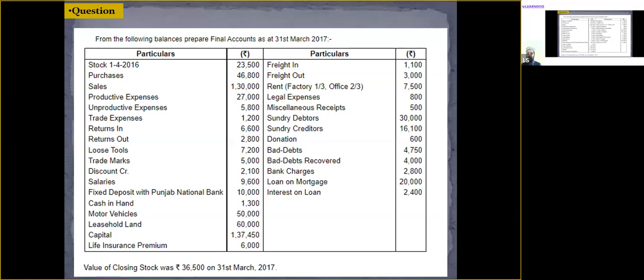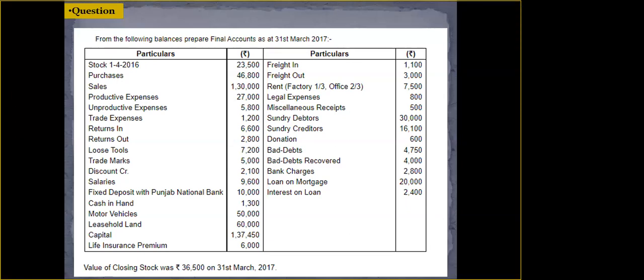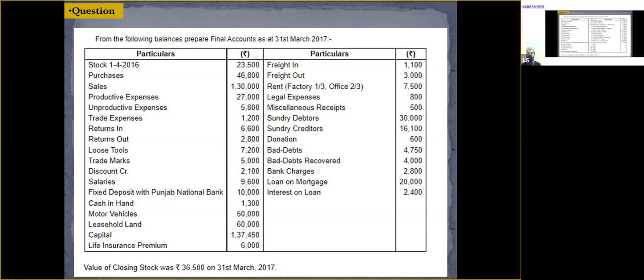indirect income. So we will be writing it in which account? Profit and loss. Profit and loss account. Perfect. So write down in the credit side of the profit and loss account 2,100 by the name of discount received.